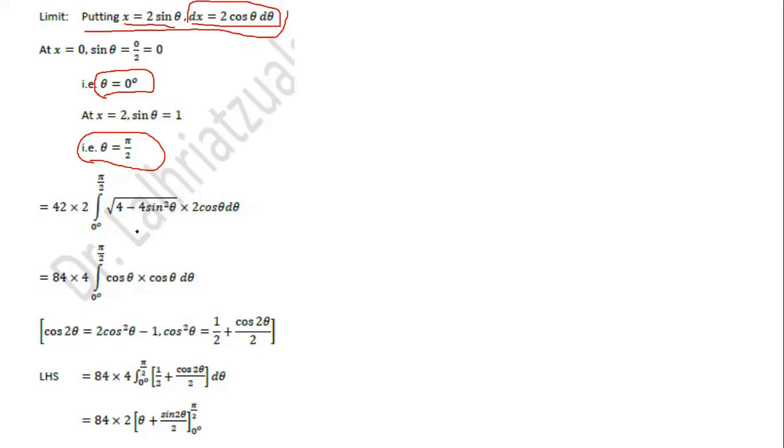Here you can take 4 as a common factor. Square root of 1 minus sine square theta will be your cos theta. So you can have 2 cos square theta. You can convert cos square theta as follows: cos square theta is actually 1 upon 2 plus cos 2 theta upon 2. If you use these trigonometric relations, you can continue the integration as shown here. You work out all the steps here. Then finally, the volume integration will be 84 pi.